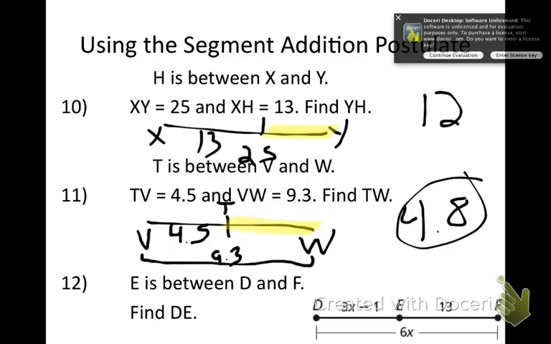Nick, what do you got for an equation? 6x equals 3x minus 1 plus 13. Nice job. 6x equals 3x minus 1 plus 13. And again, that comes from the whole equals the sum of the parts. Okay? From there, you solve it. What do you get for an answer of x, Nick?